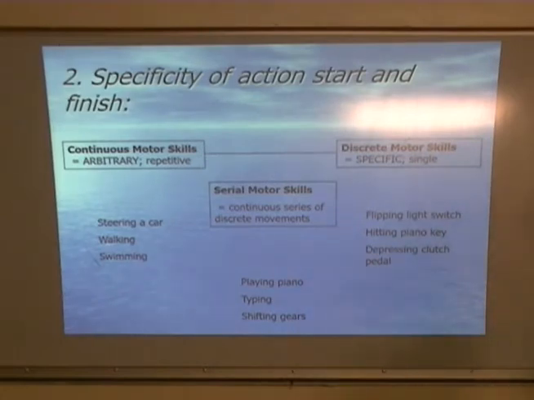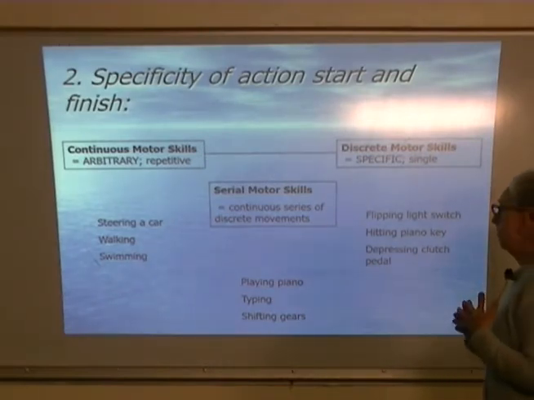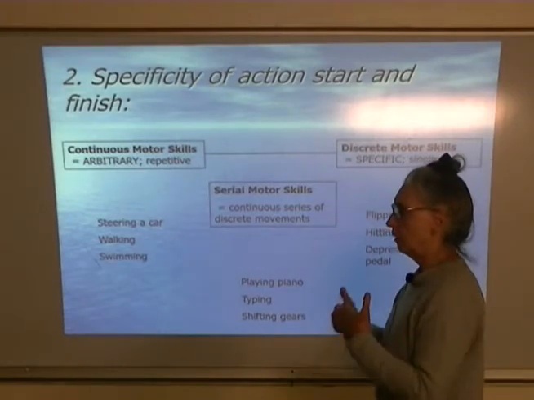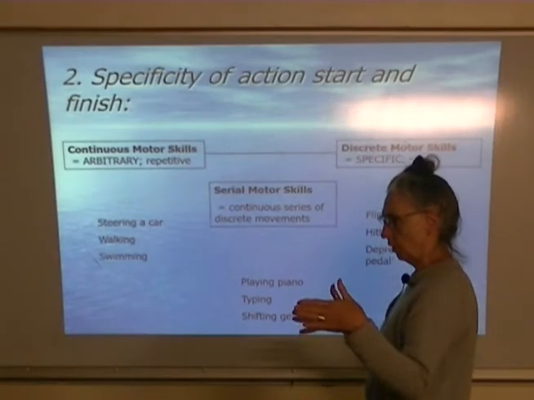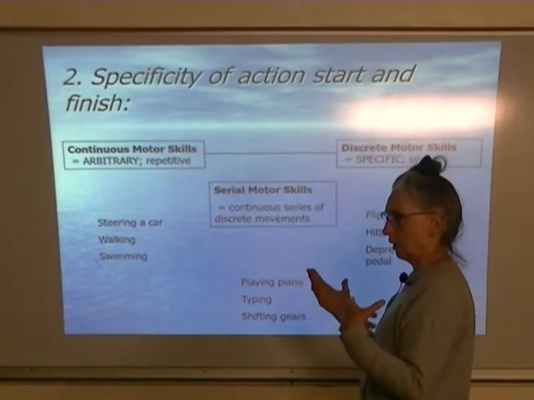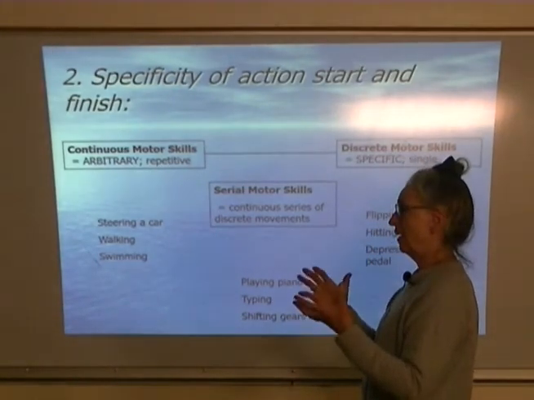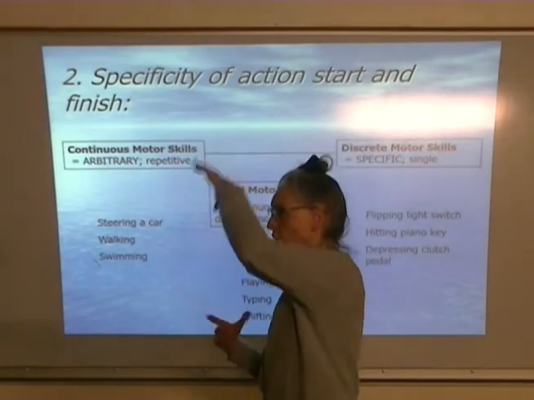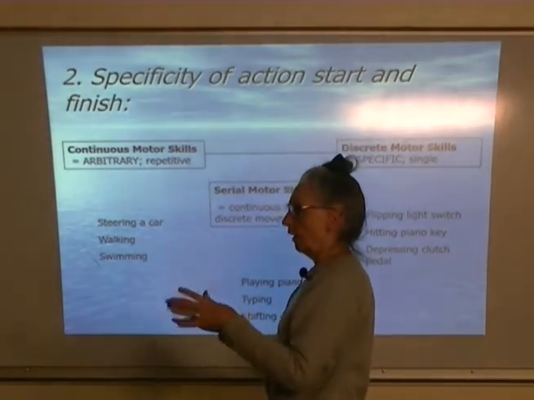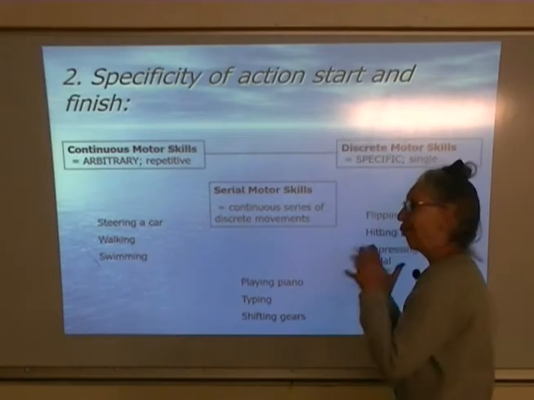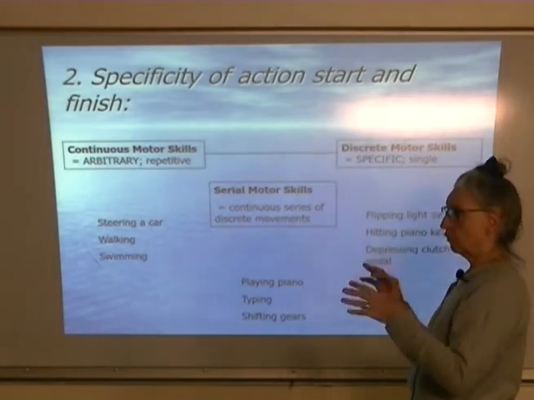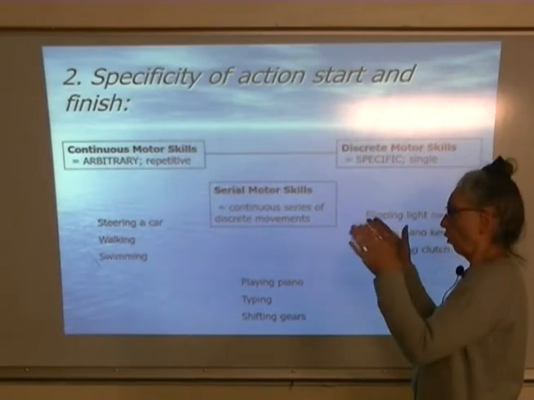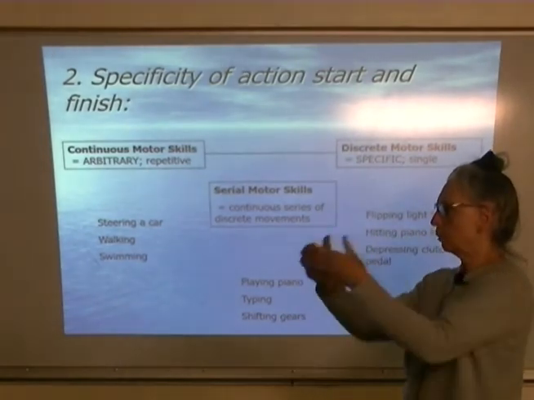In gymnastics, the tumble run from corner to corner in a floor routine is a serial motor skill because I can do the round off on its own. I can do the back handspring on its own. I can do the back somersault on its own. Or I can link them all together into a tumble run.